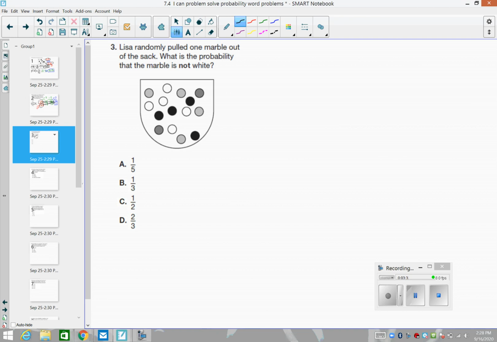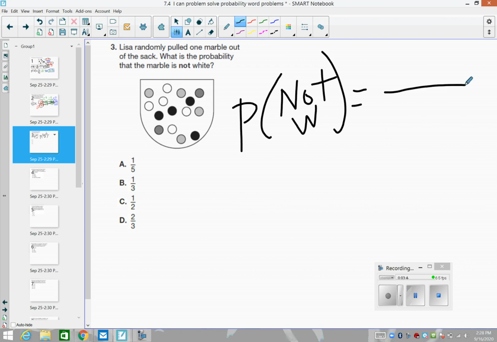All right, next problem. Lisa randomly pulled one marble out of a sack. What is the probability that the marble is not white? So we're looking for the probability of not white. I'm probably going to figure out the total first, and then figure out how many are not white. 1, 2, 3, 4, 5, 6, 7, 8, 9, 10, 11, 12, 13, 14, 15. Total of 15. How many are not white out of 15?